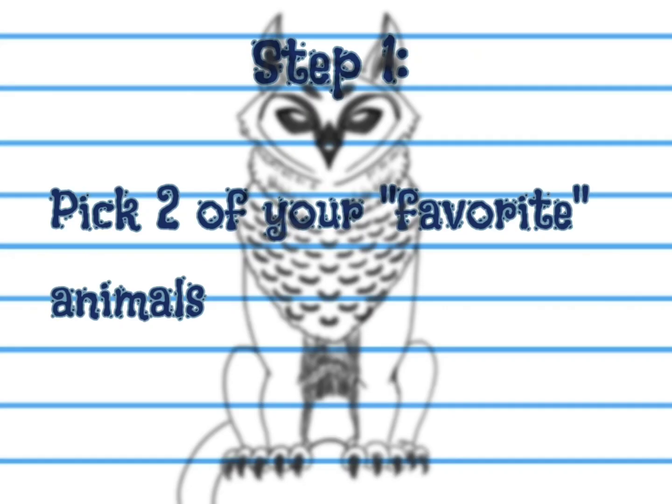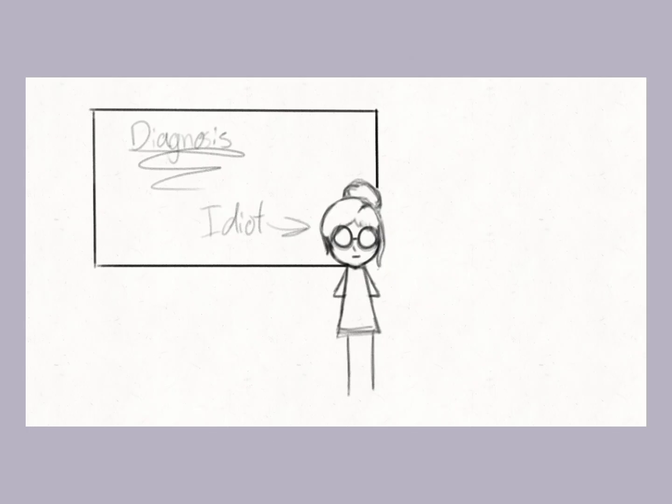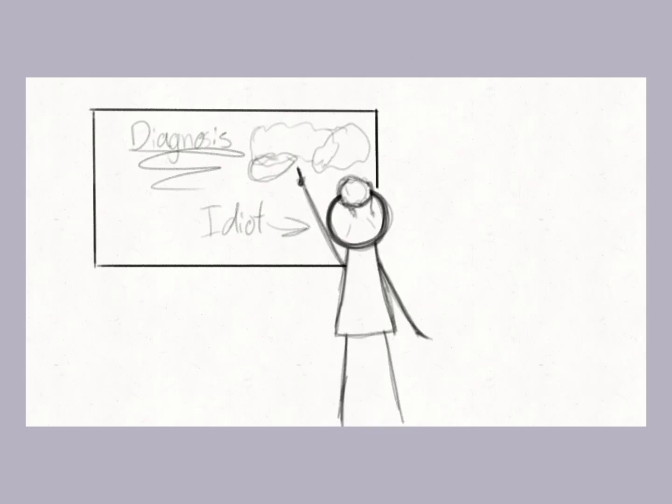Step 1. Pick 2 of your favorite animals. You see, I say favorites, but it's like in air quotes. It's just to help narrow it down for those who can be indecisive. I should know, because I am one of those people.